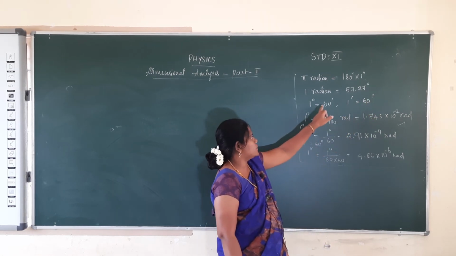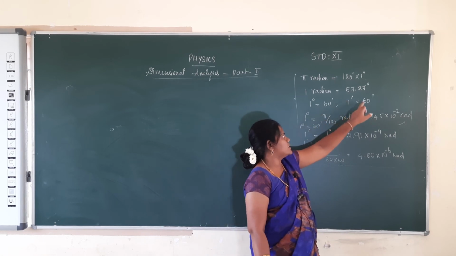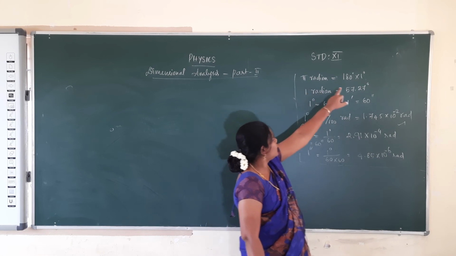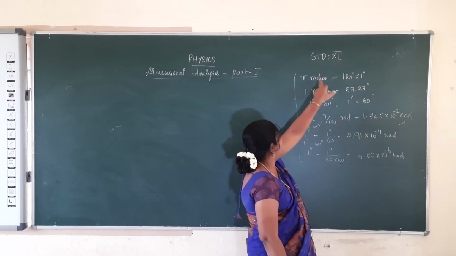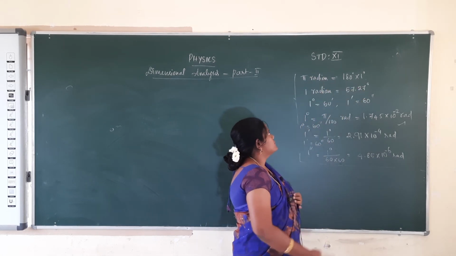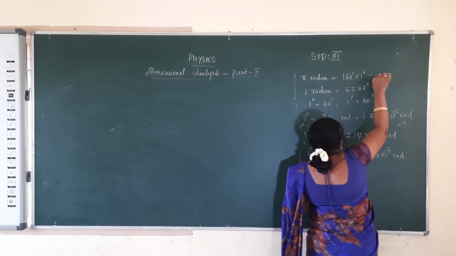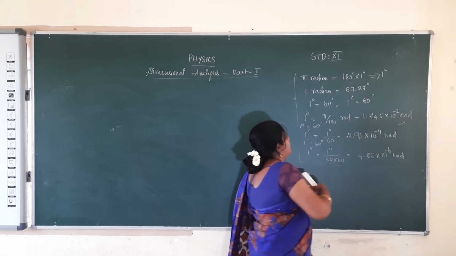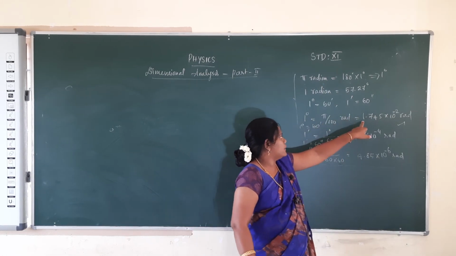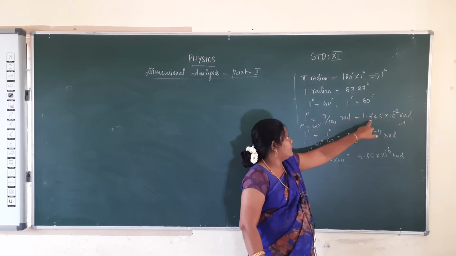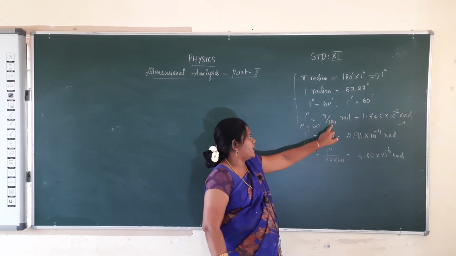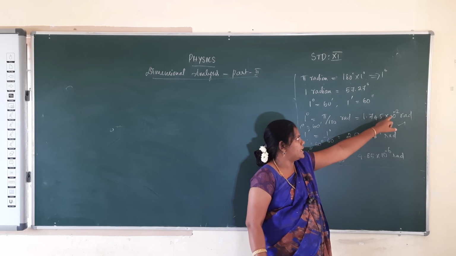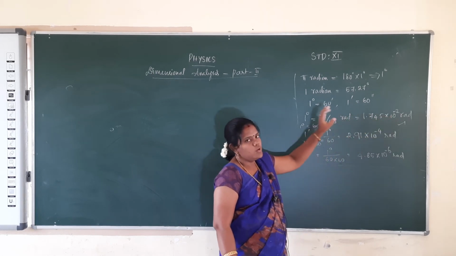So 1 degree is equal to 60 minutes, 1 minute is equal to 60 seconds, and 1 degree is equal to pi by 180 radian. So how do you take 1 degree? 1 degree is equal to pi by 180 radian. Putting the pi value and the 180 value, we get 1.75 into 10 power minus 2 radian. This is the value. You have to memorize it.